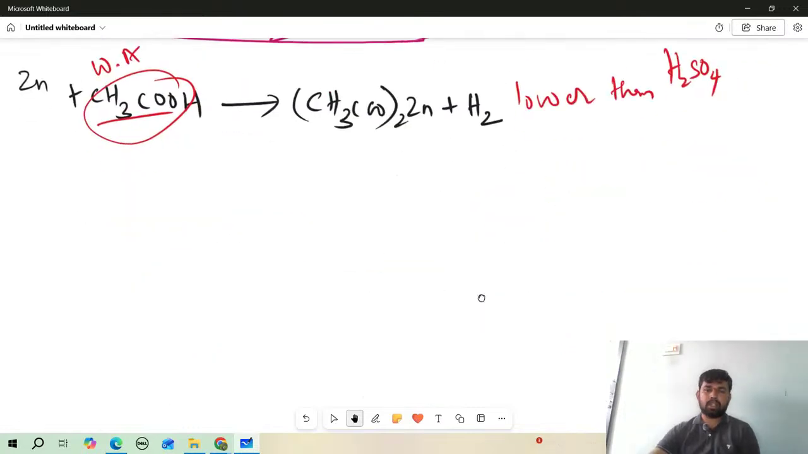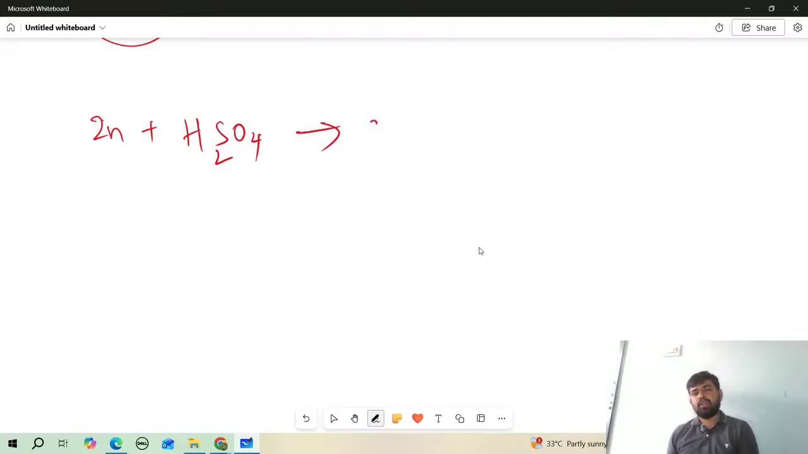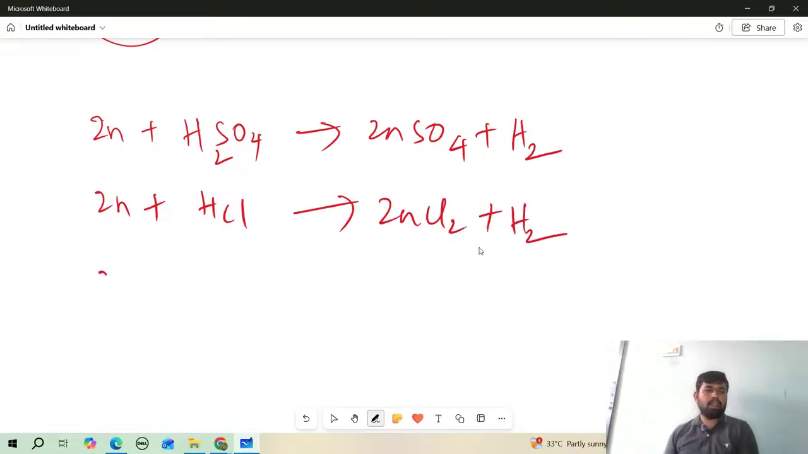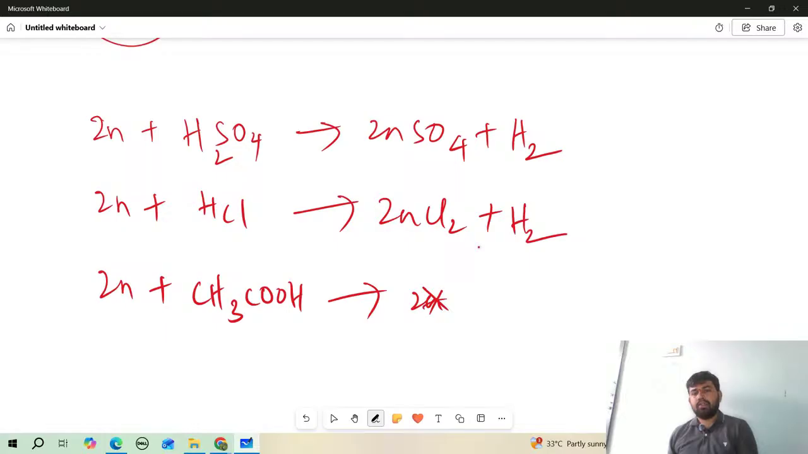Let me explain about another case. Now again you can rewrite the equation. Zinc plus H2SO4 gives rise to ZnSO4 plus hydrogen gas. Then zinc plus HCl forms ZnCl2 plus hydrogen gas. Similarly, if I take zinc plus CH3COOH, it forms (CH3COO)2Zn plus hydrogen gas.